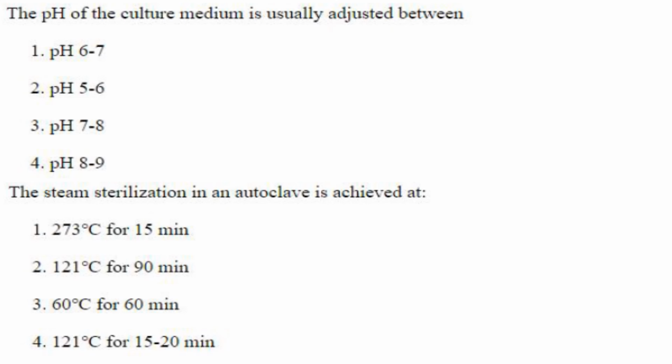Then the next one: the pH of the culture medium is usually adjusted between pH 5 to 6. Answer is option 2. Then the next one: steam sterilization in an autoclave is achieved at 121 degrees Celsius for 15 to 20 minutes. Answer is option 4.